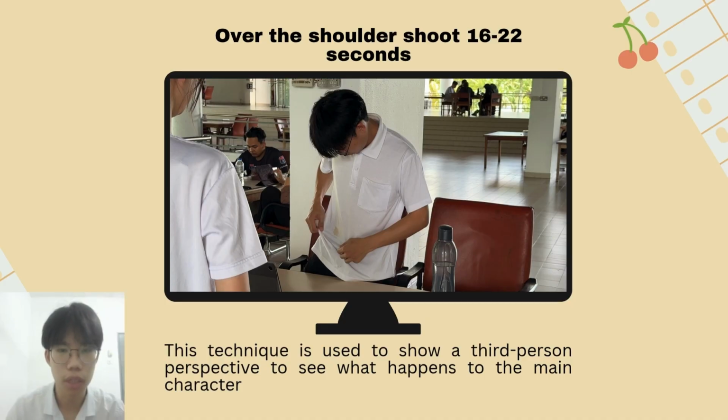And the next technique is the over-the-shoulder shot. It appears from 16 to 22 seconds in the video, and this technique is used to show a third-person perspective to see what happened to the main character.